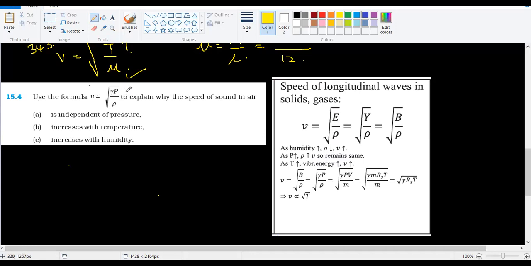So the first one is easy. As the pressure increases, the density will also increase correspondingly, which means both will cancel. So the increase will be a corresponding increase, which means this is independent of pressure. Even though the formula looks like it's dependent on pressure, as pressure increases, density will also increase.